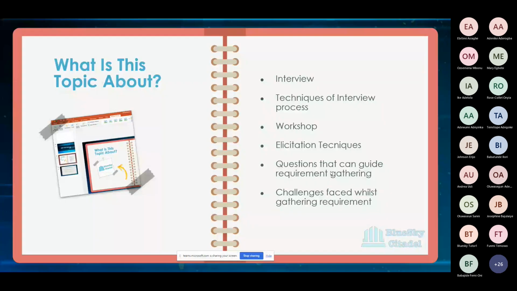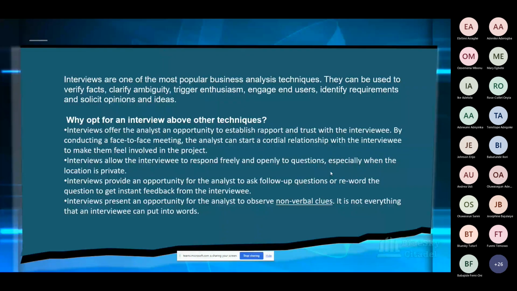then we're going to go through what the interview and workshop techniques are, and how to use either of them to carry out your elicitation and gather your requirements. So what is an interview as a BA? It is one of the most popular and most used techniques, and it's very easy to use. However, any of these techniques depends on the project you're working on.